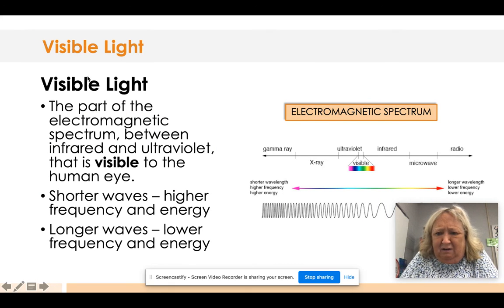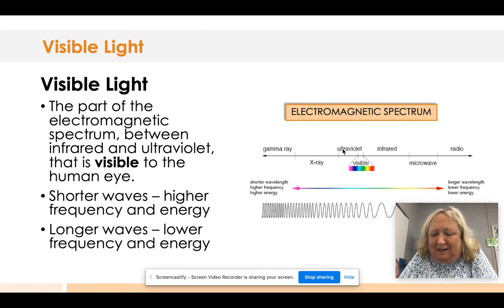Okay, here is the electromagnetic spectrum that I mentioned earlier. The part of the electromagnetic spectrum between infrared and violet, so from here to here, that is visible to the human eye is what is called visible light. So if we can see it, it's visible. That makes sense, right? Okay. Shorter waves have a higher frequency and energy, and longer waves have a lower frequency. Okay. So just like with sound, if they're more frequent, they have more energy.